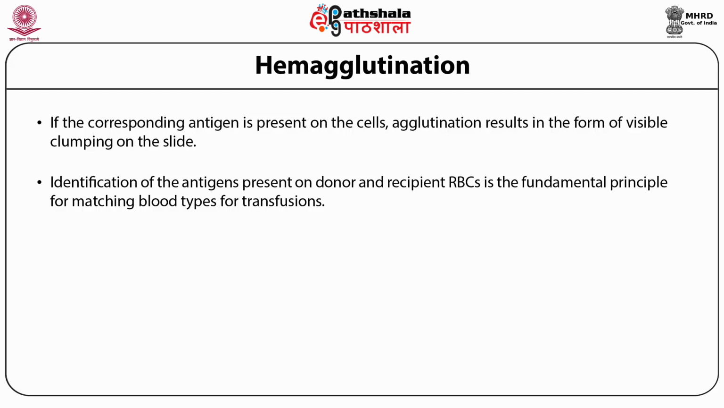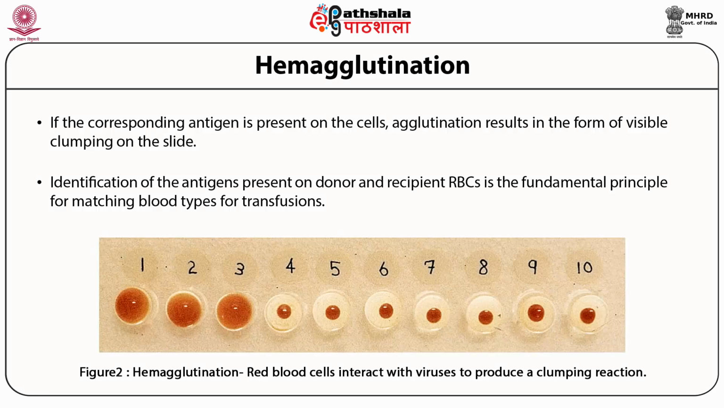blood types for transfusions. The figure shows red blood cells interacting with viruses to produce a clumping reaction which is clearly visible for all the sets.